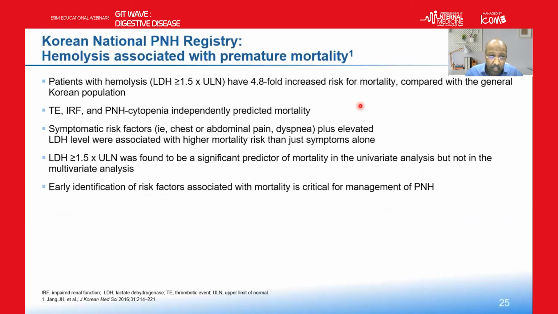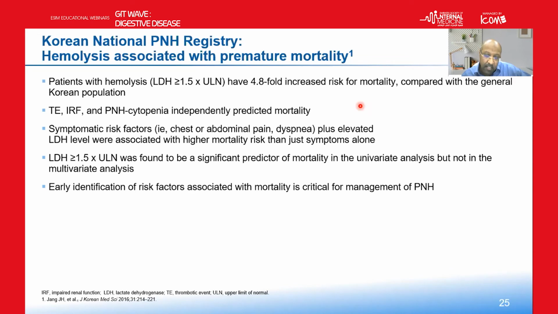So in the Korean registry, hemolysis was clearly associated with mortality. Patients with hemolysis, as evident by LDH of more than 1.5, have a 4.5 times increased risk of mortality compared to the general population. And this is because of thromboembolism, impaired renal function, and cytopenia. Symptomatic factors such as abdominal pain and dyspnea, plus elevated PNH clone, are really associated with higher mortality and morbidity among these patients. So early identification is very important.